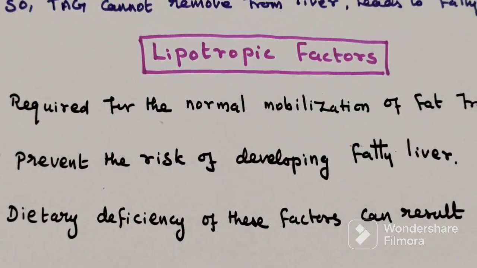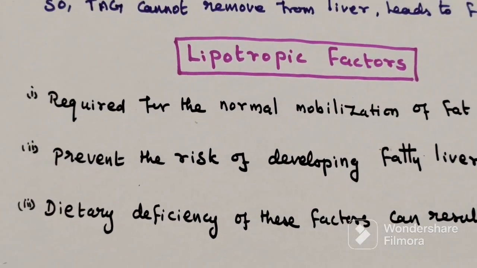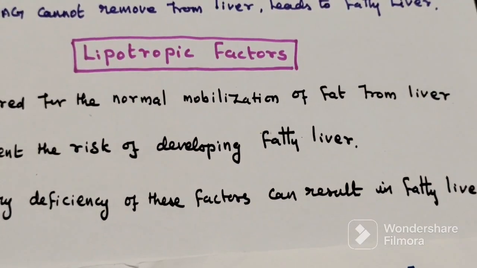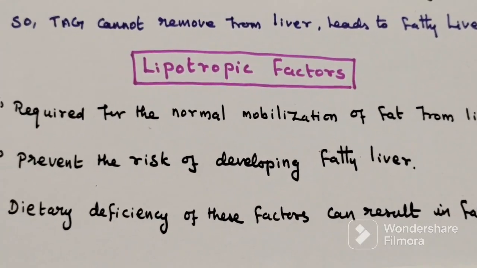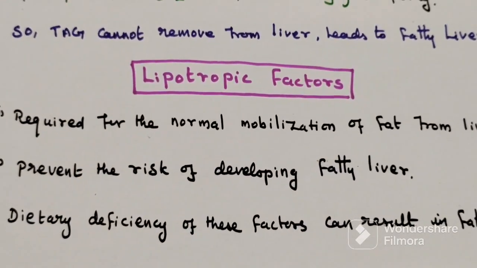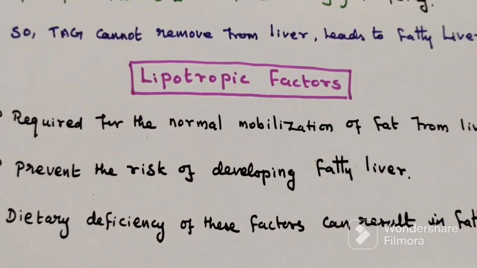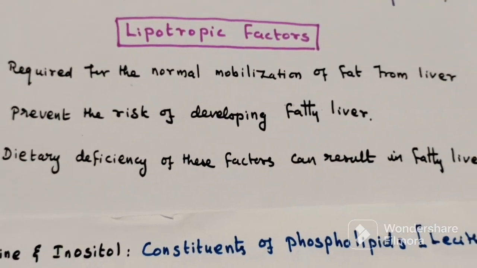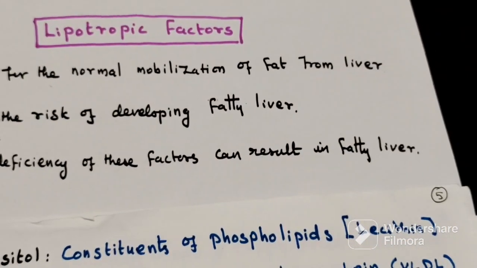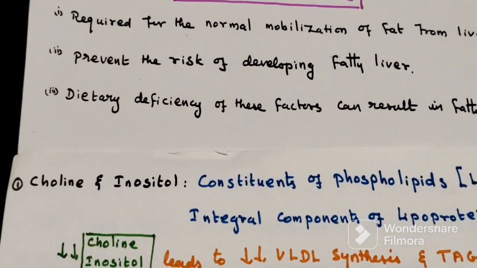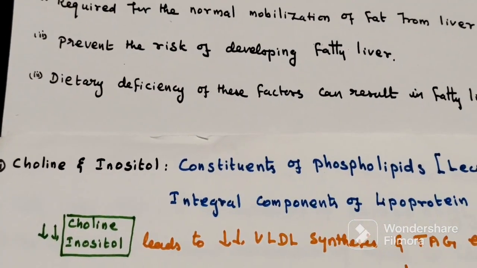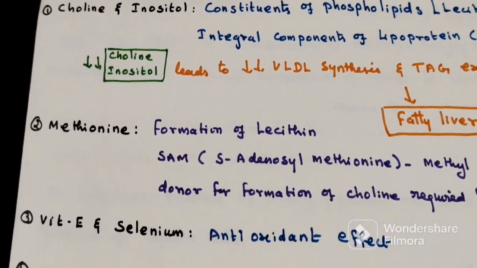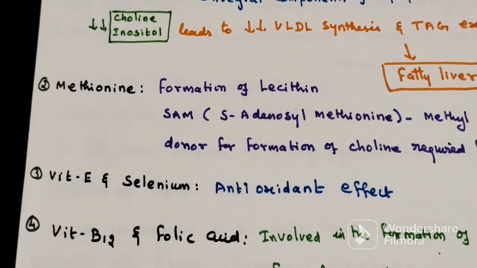Let's talk about lipotropic factors. These lipotropic factors are required for normal mobilization of fat from the liver, and dietary deficiency of these factors can result in fatty liver. There are various lipotropic factors like choline, inositol, methionine, vitamin E, selenium, vitamin B12 and folic acid.